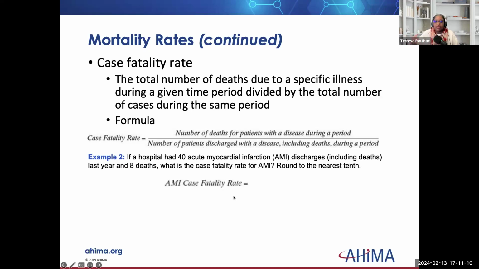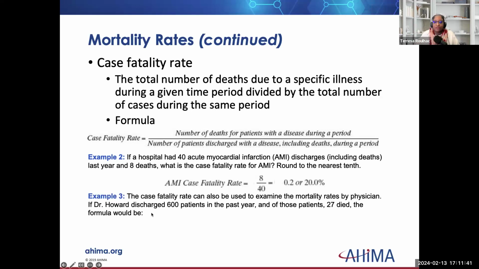We start off by just writing what we're looking for. Here, AMI case fatality rate. 8 divided by 40 times 100 gives you 20%. Okay, so you see the pattern already, right? I bring that up because in example 3, let's say you're at a hospital and you want to know what's going on with Dr. Howard, for example, right? So we're going to actually go ahead and grab his or her case fatality rate. It can be used to examine the mortality rate by physician.